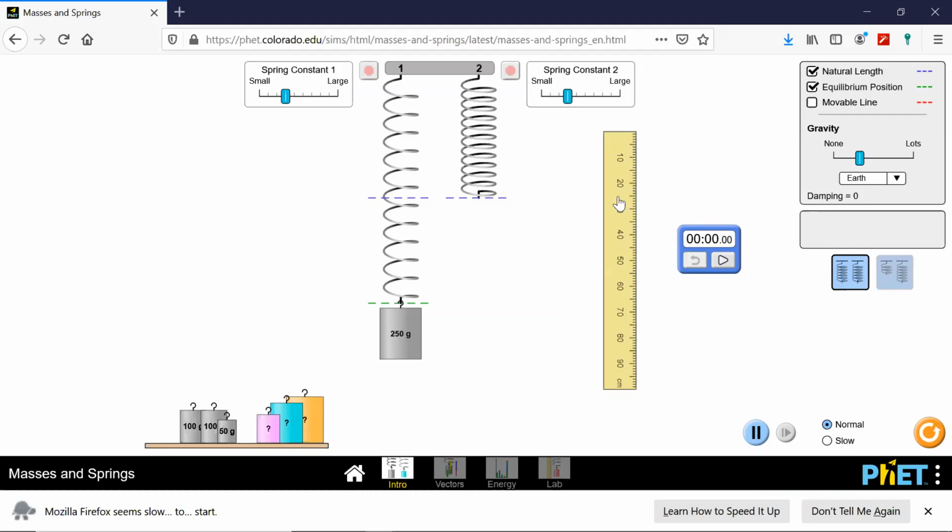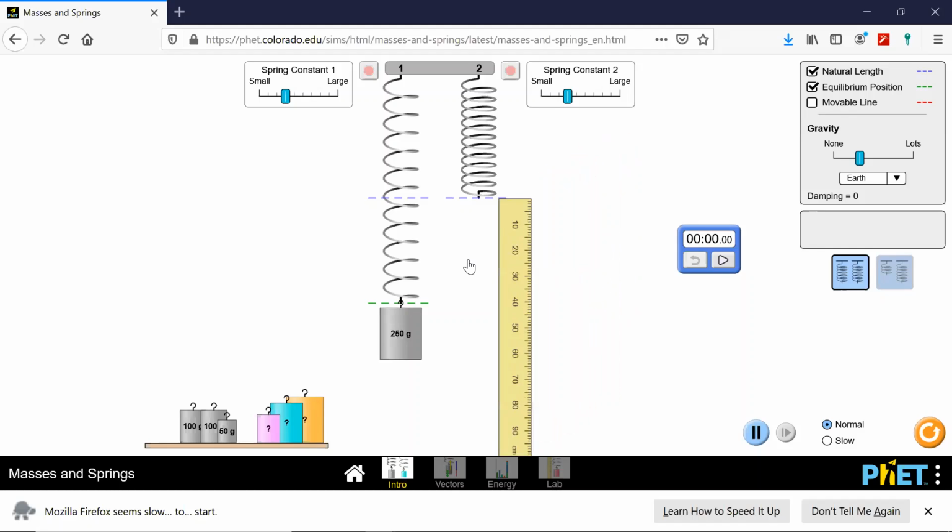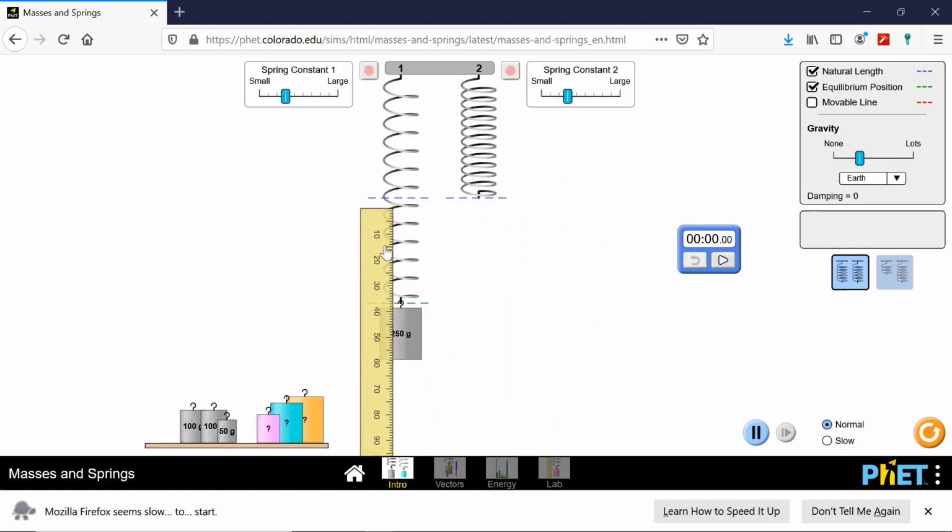So if I take my ruler and put it here, the blue line, and compare with the green line, what are you guys reading as the extension? 40, 41, right? Okay, yeah, 41. Centimeters, right? It's got to be centimeters, not millimeters.